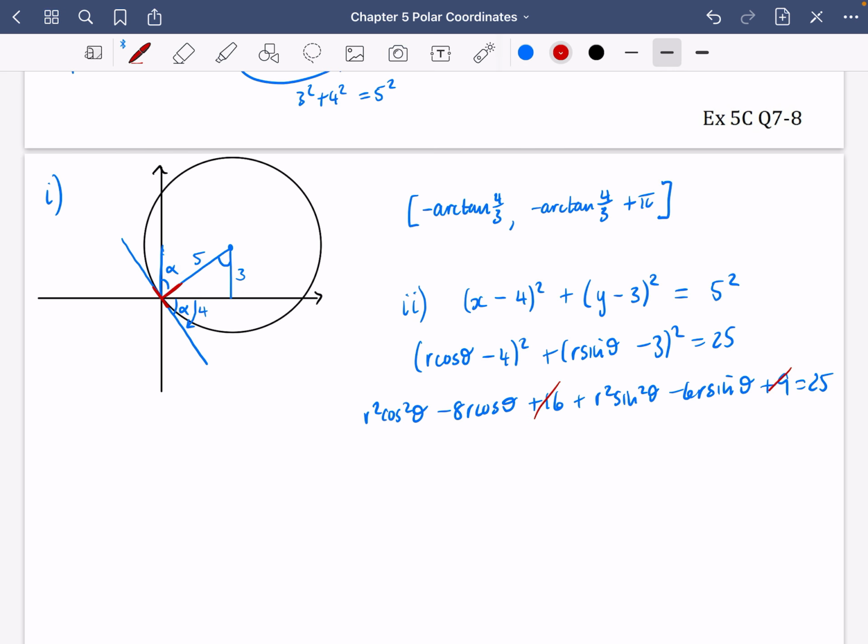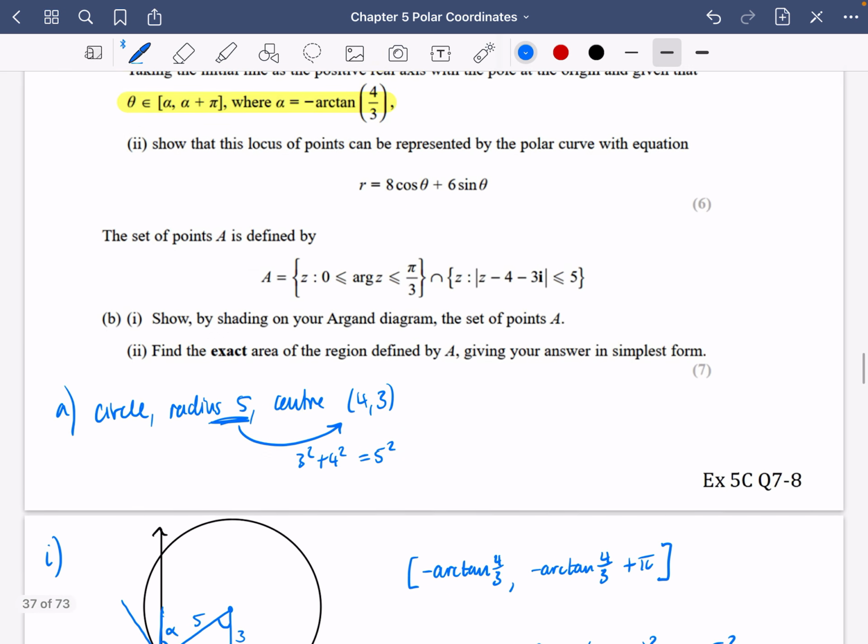The 16, the 9, and the 25 cancel. And then the r squared cos squared theta and the r squared sine squared theta is just going to be r squared because of that Pythagorean identity. And so I'm going to get r squared equals 8r cos theta plus 6r sine theta. I've also added those to the other side. We can then divide everything by r, and we come up with the equation that r equals 8 cos theta plus 6 sine theta. So that's the same as the part for the beginning bit.